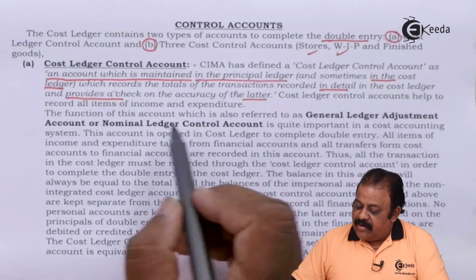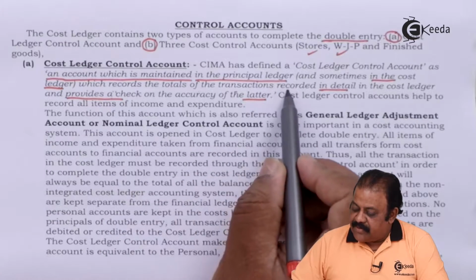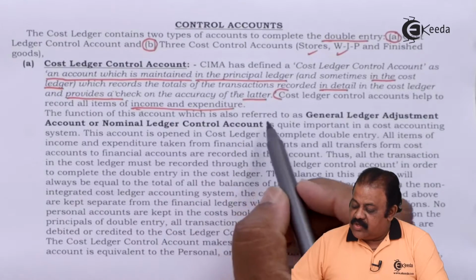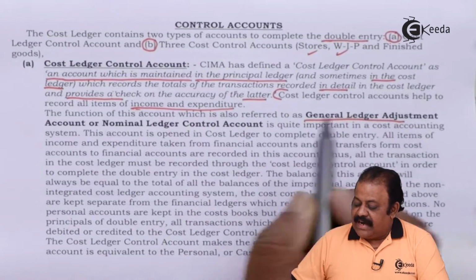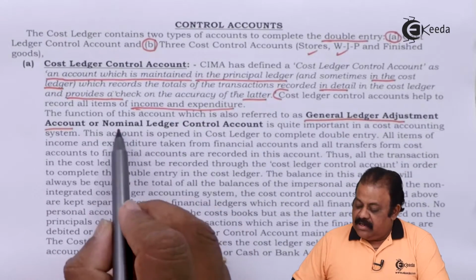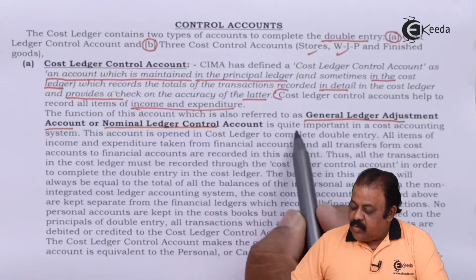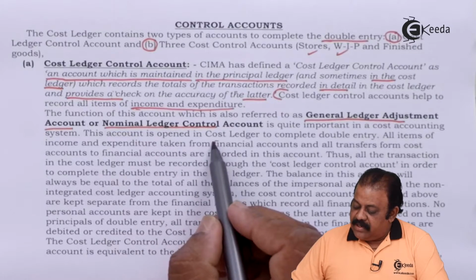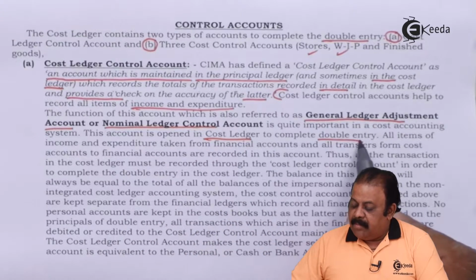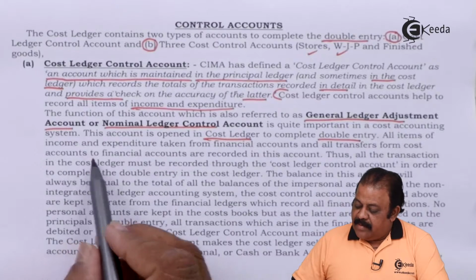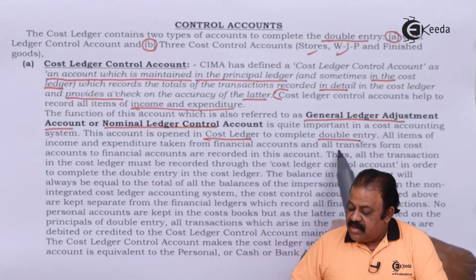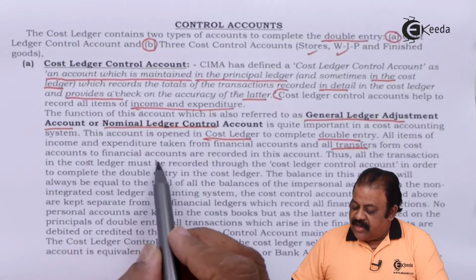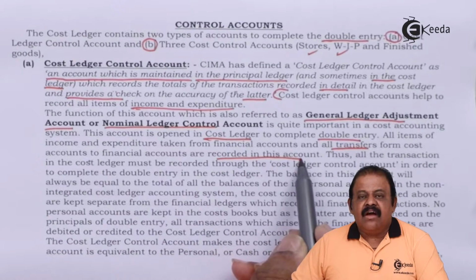Cost ledger control account helps to record all items of income and expenditure. The function of this account, which is also referred to as general ledger adjustment account or nominal ledger control account, is quite important in cost accounting system. This account is opened in cost ledger to complete the double entry. All items of income and expenditure taken from financial accounts and all transfers from cost account to financial accounts are recorded in this account.